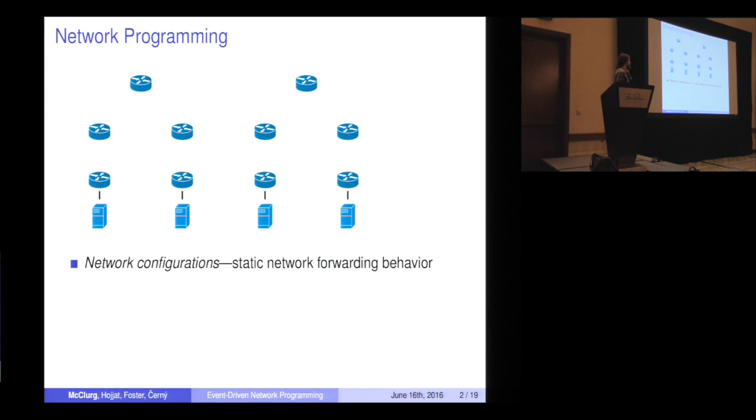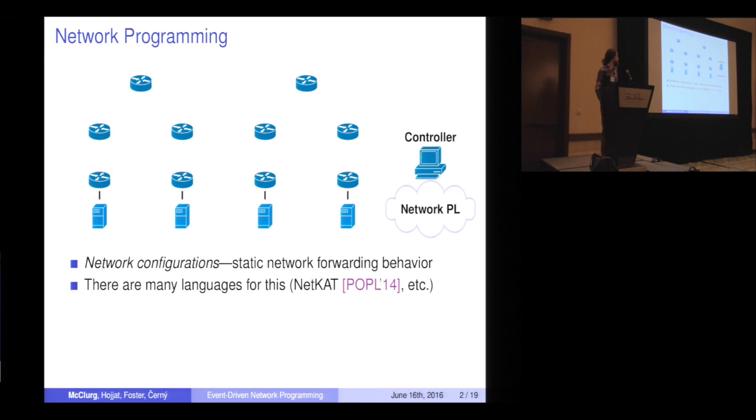In a software-defined network like this one that I have shown, we have a row of switches in the network, and the static forwarding behavior at a particular instance of time is routed in the network. We often refer to one of those static behaviors as a network configuration. There are many languages for specifying one of these static configurations.